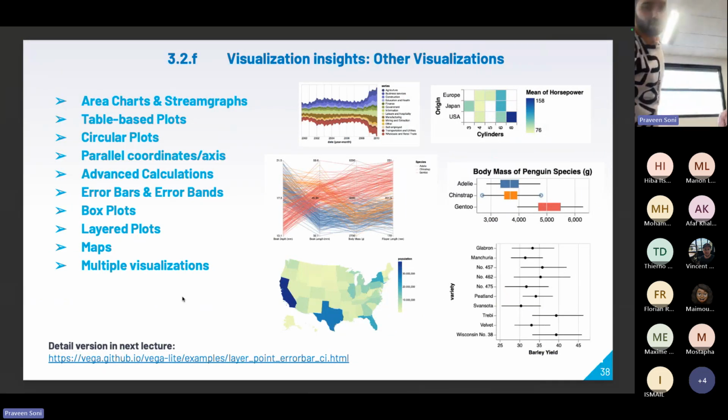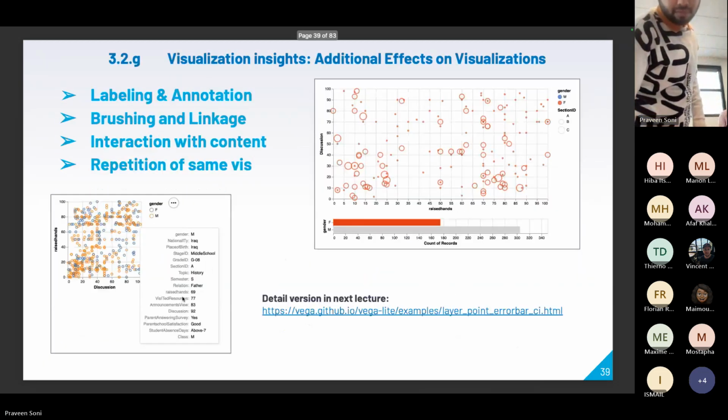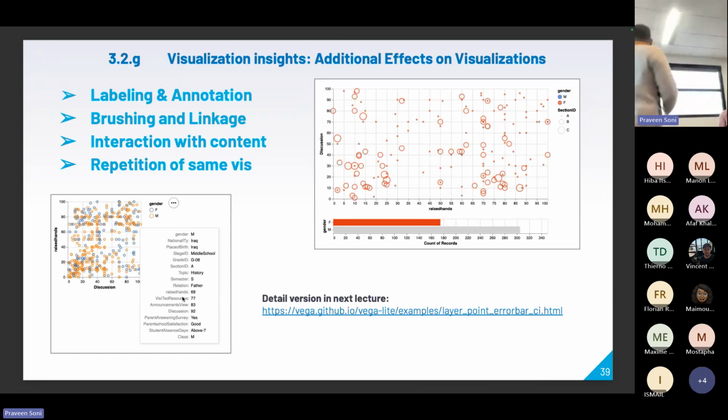We will discuss the coding part of these 5 types of visualization, especially using Vega-Lite, in the next lecture, on 30th of January. This is also some additional effects in visualization, like labeling and annotation, brushing and linkage, interaction with content, like details of the content when I click here, and repetition of the same visualization. If I want the 5 bar charts, how can I repeat it?